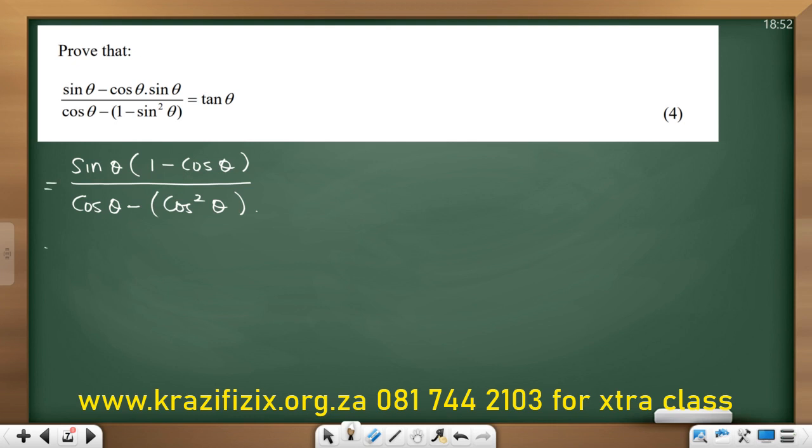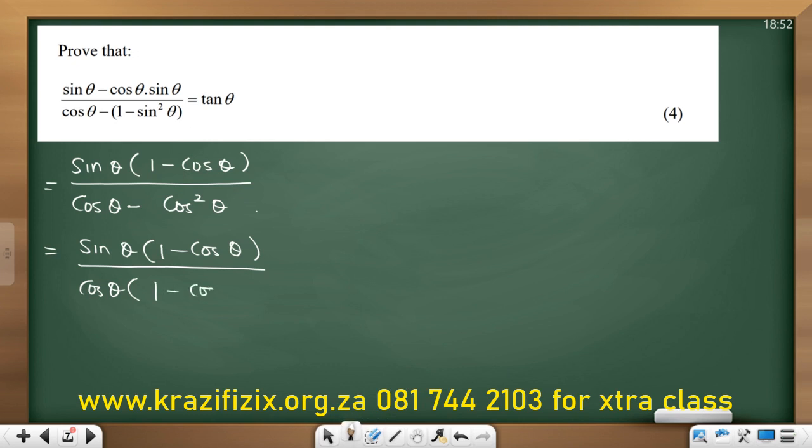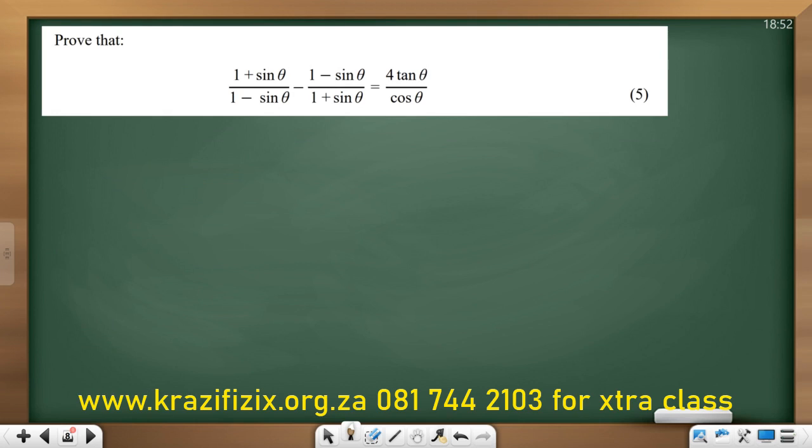So what we have here is sine theta, 1 minus cos theta, over cos theta is common. Let me get rid of this bracket. It's of no use because 1 minus sine squared is cos squared. So 1 minus cos theta. And your answer is sine theta over cos theta, which is equal to tan theta. Beautiful. Next.